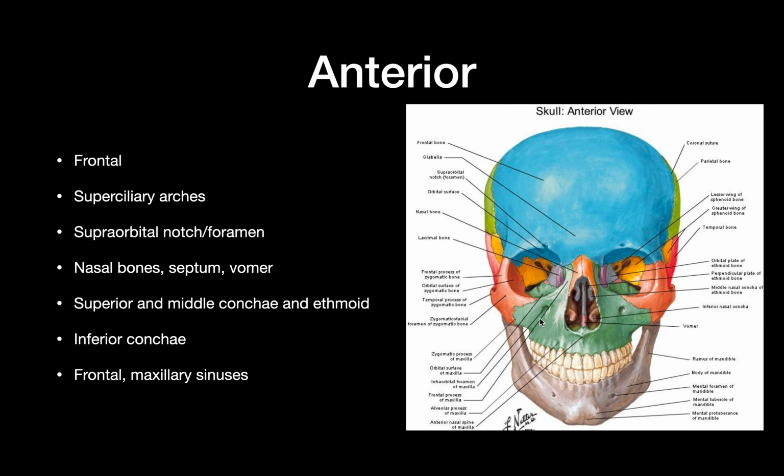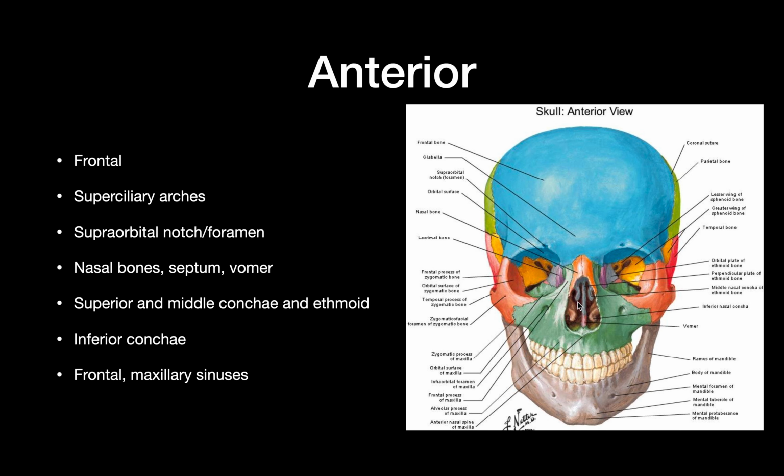So, the anterior of the skull is predominantly the frontal bone, and then there are the superciliary arches, which is also known as the Neanderthal ridge. It's definitely more prominent in males. And on that is the supraorbital notch or the foramen. This is variable. Some people have a defined foramen and some people only have a notch. And these can even differ in the same person. And then there are the nasal bones, which are the septum and the vomer.